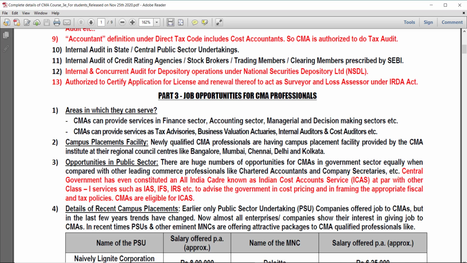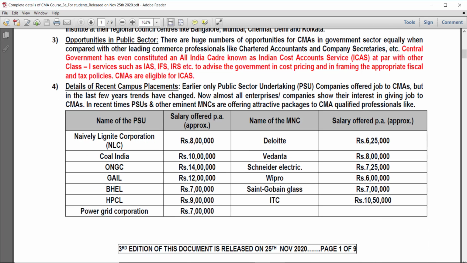And believe me, the salary package offered to CMA candidates in campus placements is around 7 to 8 lakhs per annum on average. Here are the details of recent campus placements. These are the organizations that came to campus placements and recruited certain candidates. If you observe one thing, you can find that all these organizations are public sector undertakings.